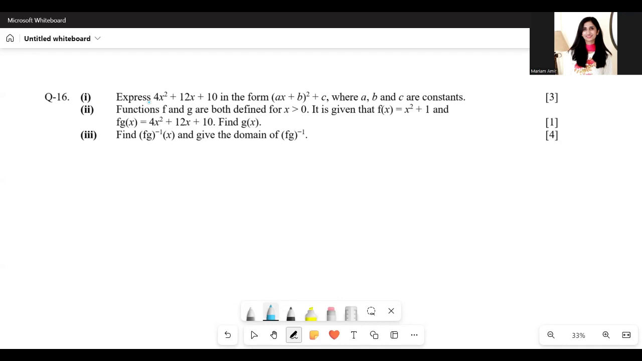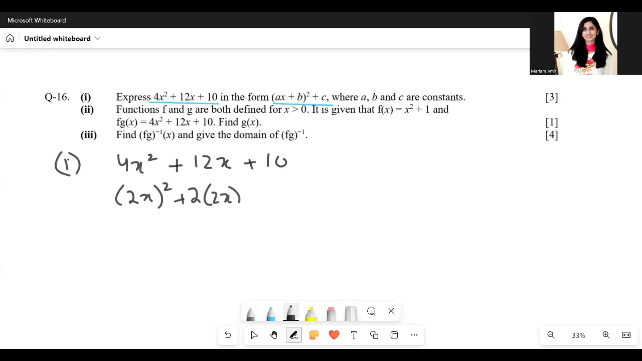Part 1 says that we have to express 4x squared plus 12x plus 10 in this form, (ax plus b) whole squared plus c, where a, b, and c are constants. Okay, so you can use the method of expansion and comparing, or you can use the identity method, which I'll be using here. So this can be written as (2x) whole squared, then plus 2a, and what should b be so that we get 12x back? It's going to be 3.